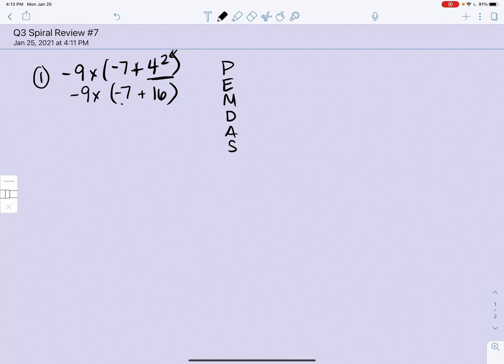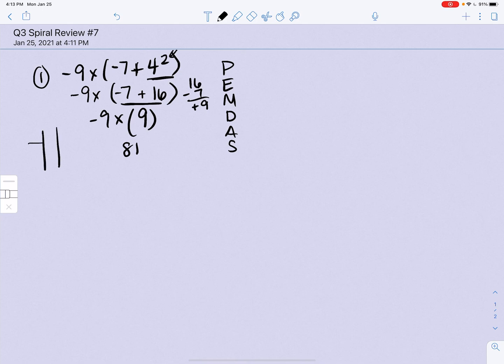Second step is to do what's inside of the parentheses right here. -7 plus 16. They are different, so I'm going to subtract and then think about the sign. So that'll be +9 times -9. Hopefully I've got my numbers right. Yes, okay, so -9 times +9 becomes 81.